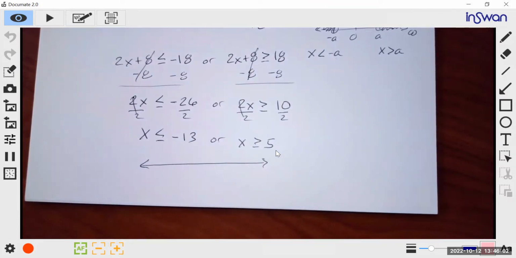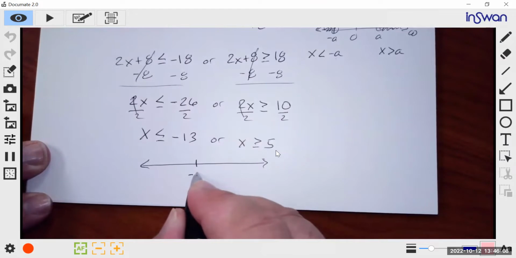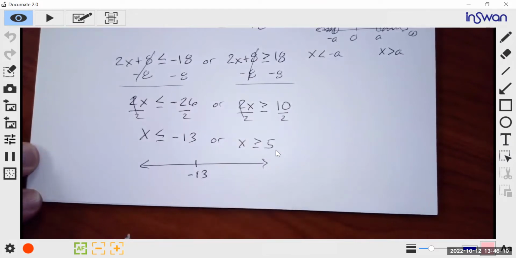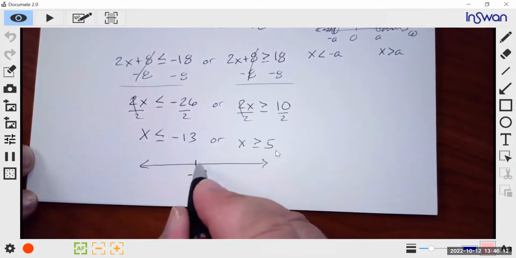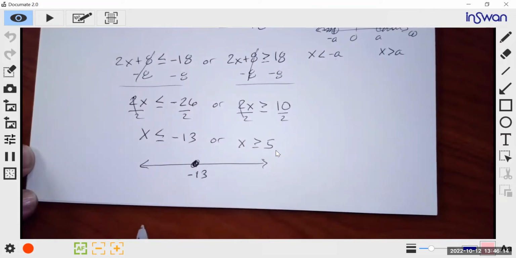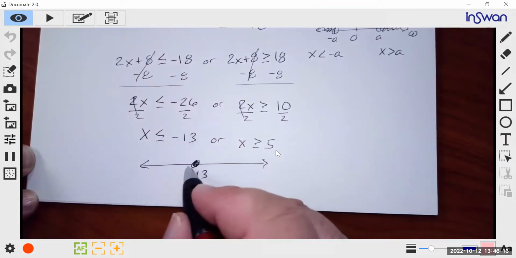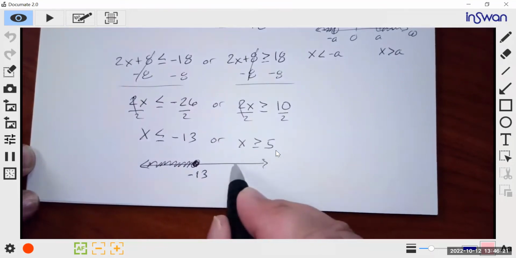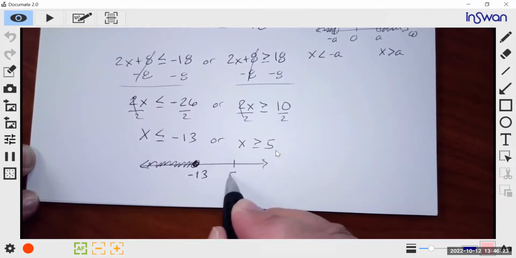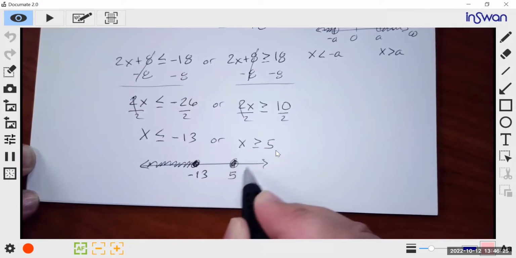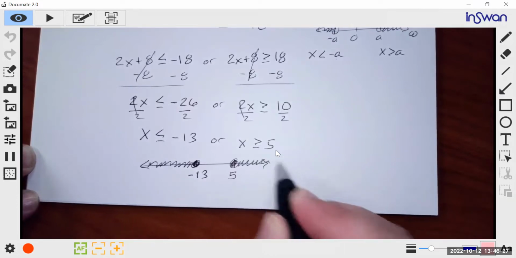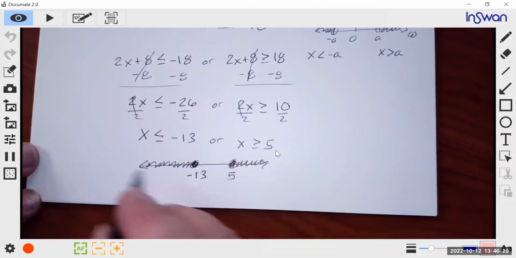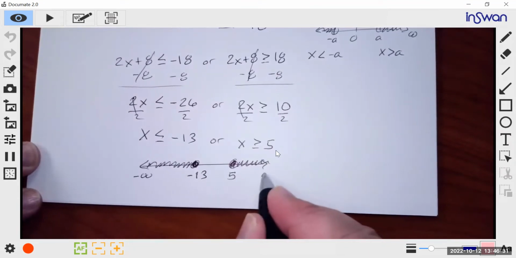What's the graph going to look like? So we start at negative 13. Open or closed circle? Which direction does it go? To the left. And then the positive 5, also closed. This one goes to the right. So this one goes to negative infinity. This one goes to positive infinity.